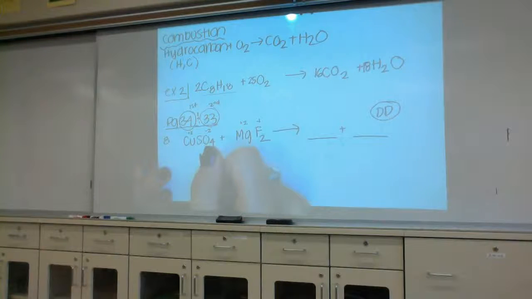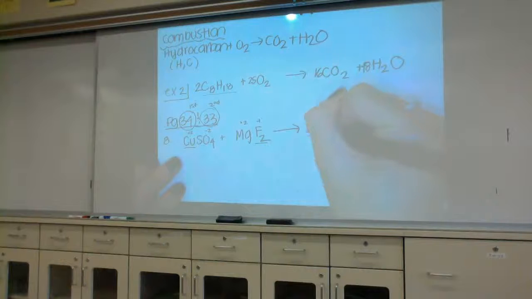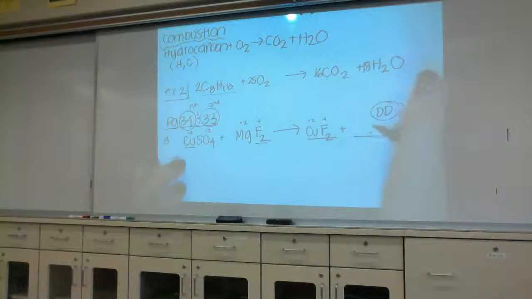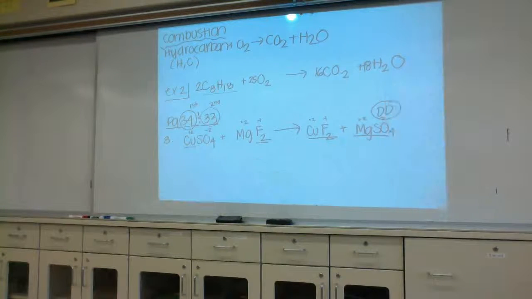So from here, if I'm doing double displacement, I know that I need to combine my first positive with my second negative. So Cu is a +2 and F is a -1. So you get CuF2. Then I combine my second positive, Mg, +2, with my second negative, SO4, which is 2-, it's just MgSO4, okay? Now before I leave, I have to balance this equation. I have 1 Cu, 1 Cu, 1 S, 1 S, 4 oxygen, 4 oxygen, 1 Mg, 1 Mg, 2F, 2F. This is already balanced, I'm good to go.